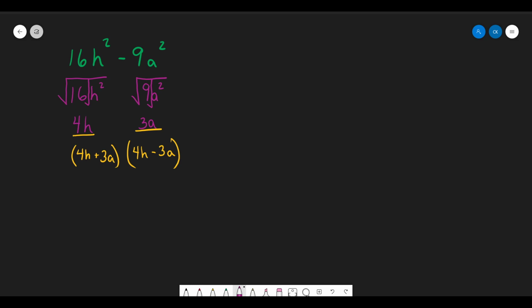Okay, let's look at another one. Let's look at 121 minus 4b squared. Okay, so same concept here. We see that there is a minus in the middle, so this can be done by difference of squares. I should look to see, is there a GCF between 121 and 4b squared? There is not. So I say it's a binomial, and I'm going to factor it using difference of squares.